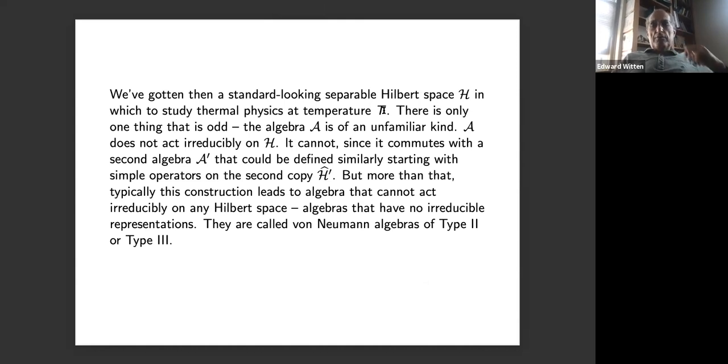There's only one thing that's odd. The algebra A is of an unfamiliar kind. A does not act irreducibly on H. It cannot, since it commutes with the second algebra A prime, that's actually isomorphic to A, that could be defined similarly, starting with simple operators on the second copy. But more than that, typically this construction leads to an algebra that cannot act irreducibly on any Hilbert space. Algebras that have no irreducible representations are called von Neumann algebras of type 2 or type 3. So a von Neumann algebra that can have an irreducible representation is type 1. But this Thermofield double will typically lead to a von Neumann algebra of type 2 or type 3. Really typically type 3, but I'll tell you how to get type 2.